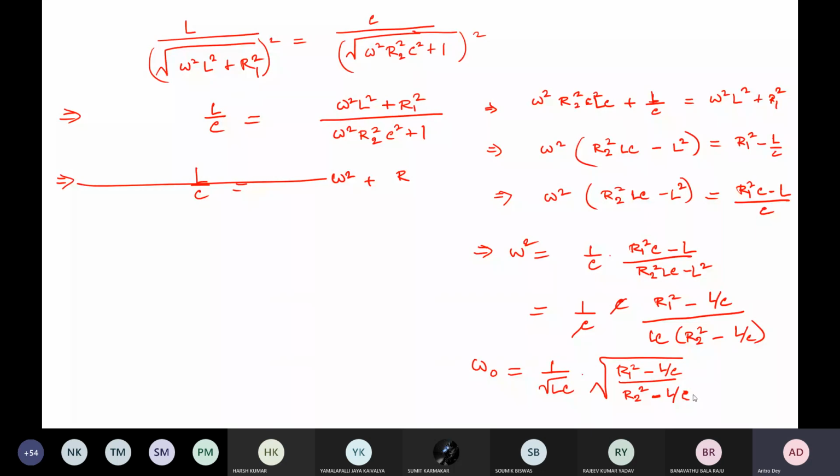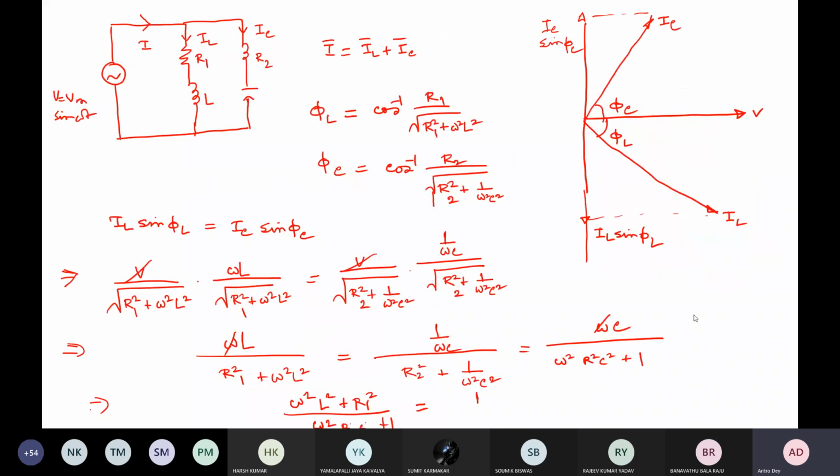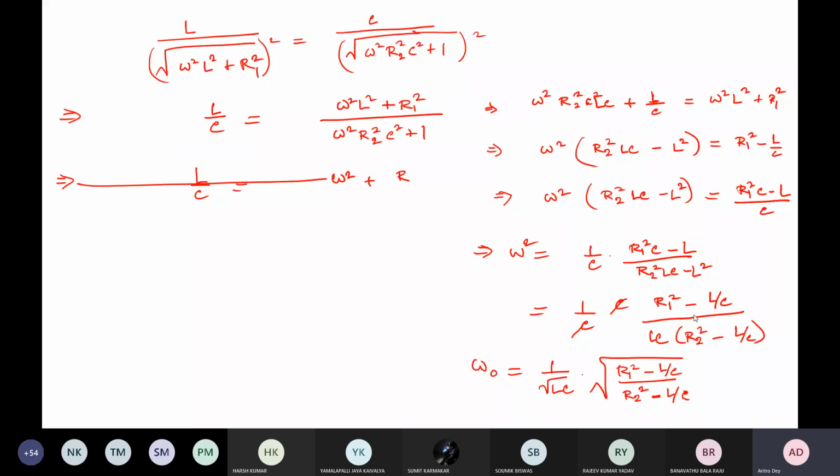So I think you can get back to your previous expression. What is your previous expression? This is 1 by LC into R square by L square. So if you take R2 to be very small, then you will be arriving at the same expression, right? Same as before. So which is the more practical case? So what we have derived here, this expression for the parallel resonance, is the more practical situation.